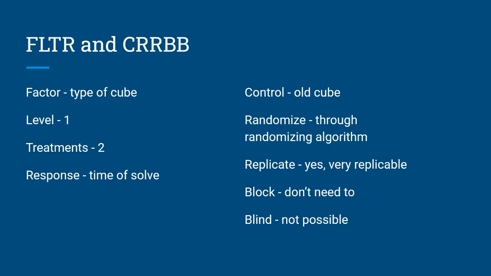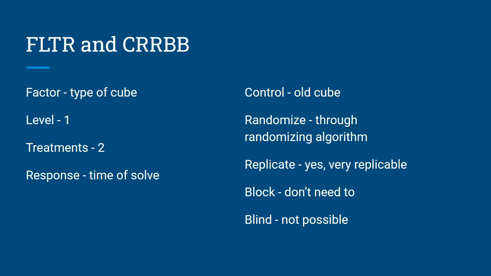So let's talk about the filter and the curve. The factor is the type of cube. There are two types of cubes I use, my old cube and my new cube. There's one level, and there are two treatments, because 2 cubes times 1 level is 2 treatments. The response was the time of the solve.